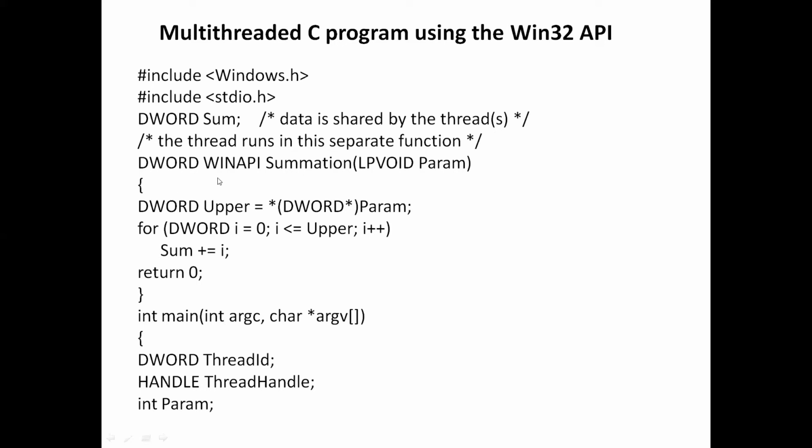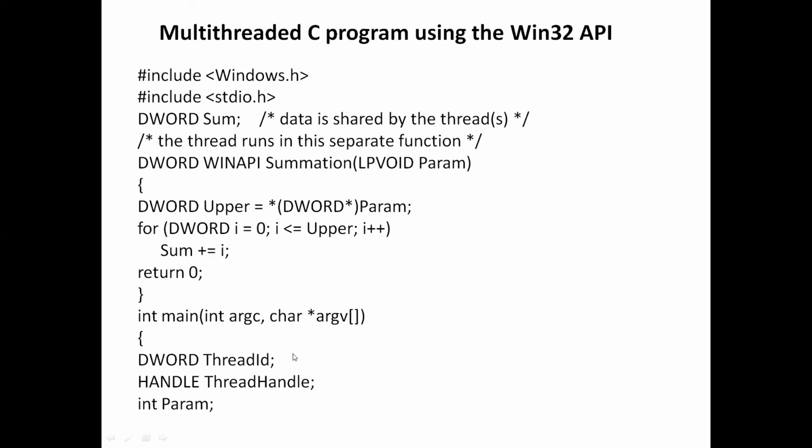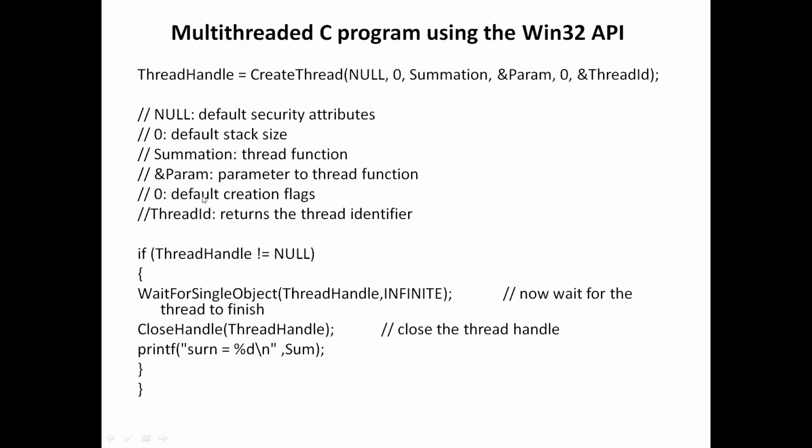Here we are writing a method. In this summation method, the complete thread logic will be written. In the main method, we declare the DWORD ThreadId and the handle ThreadHandle variables, and one more variable, Param. Then ThreadHandle is equal to CreateThread. Using this statement, the thread will be created.